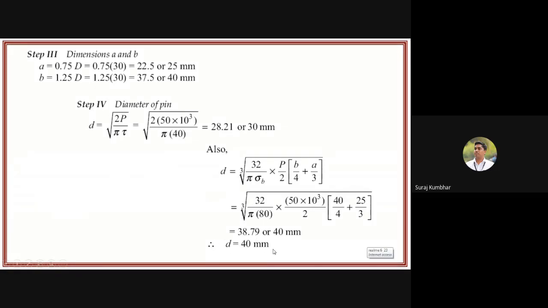So which value can I consider for the further calculation? Yes, right, that is 40 mm. I will consider 40 mm because under bending consideration I am getting d equal to 40, the maximum as compared to the shear consideration. So I will consider the maximum value, d equal to 40 mm, for the further calculation. Okay, now the next.